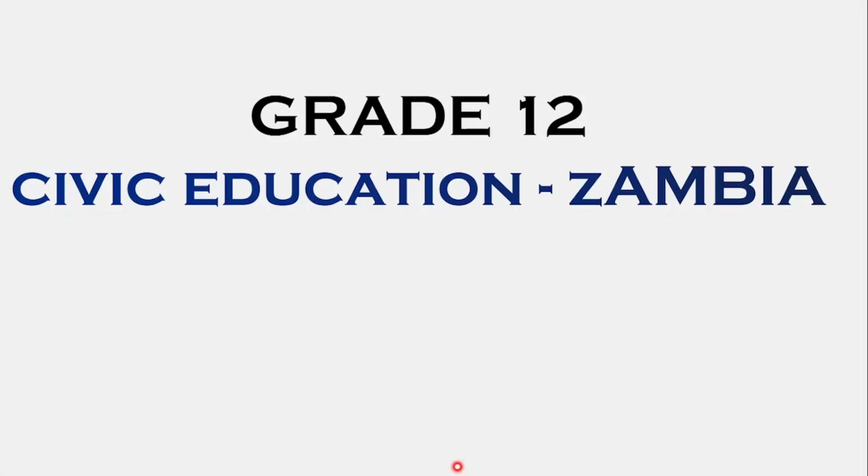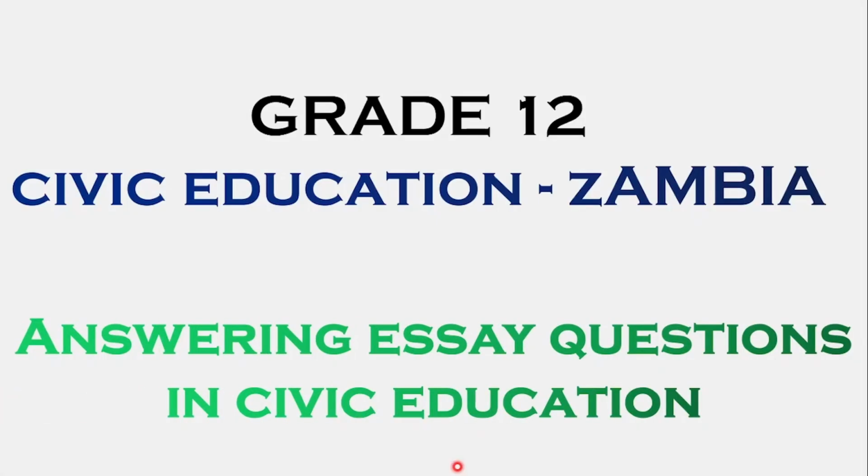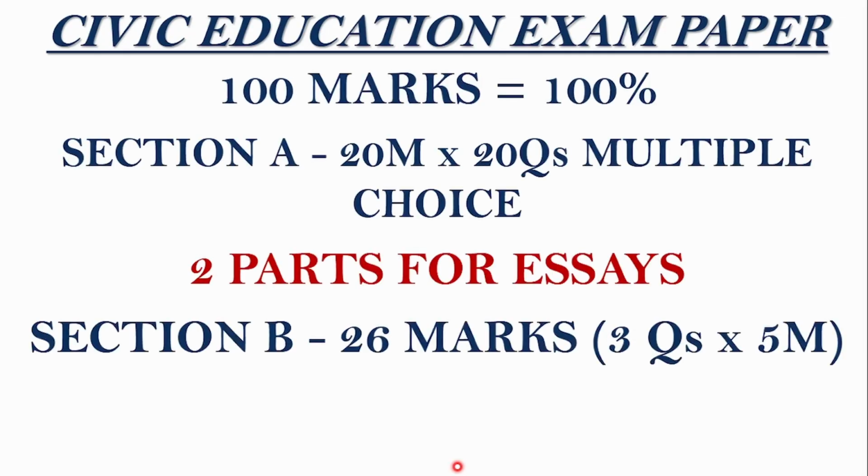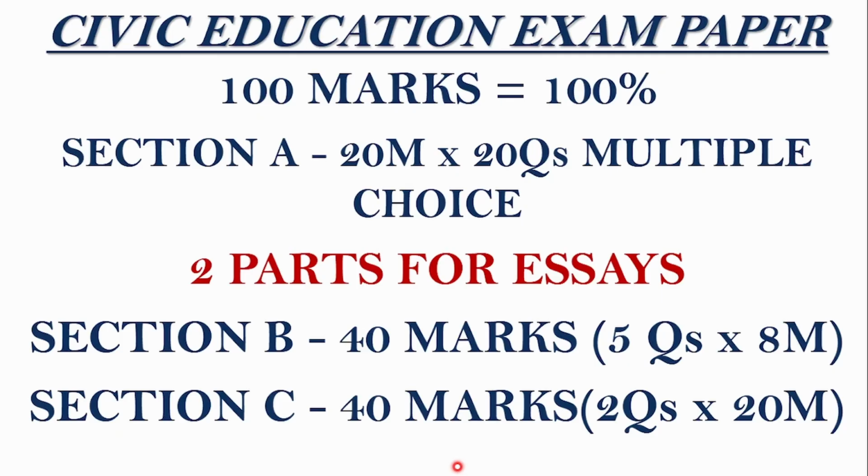This is teacher K. Today we're looking at answering essay questions in civic education. So when we are writing our exam, we have a paper that is carrying 100 marks, and that 100 marks is equal to 100%. So section A has got 20 questions, and these questions are multiple choice. Each question is equal to 1 mark, which gives us 20 marks.